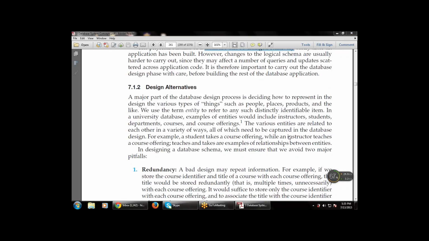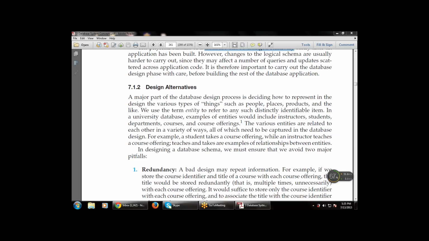So a major part of the database design process is deciding how to represent in the design the various types of things, such as people, places, products. So how to represent them in the various designing phases, or how to represent things, places, animals, products, and the like. So we use the term entity to refer to such different identifiable items. As I gave the example to you, there are two entities, that is the teacher and the student. In the same way, if I want to refer to uniquely identifying elements, that will be represented by the term entity.